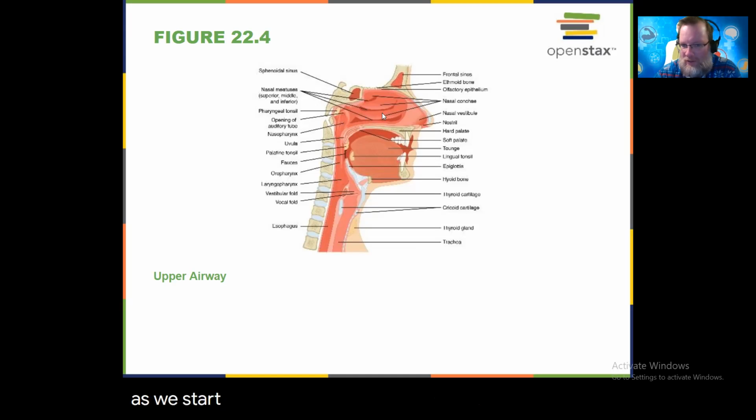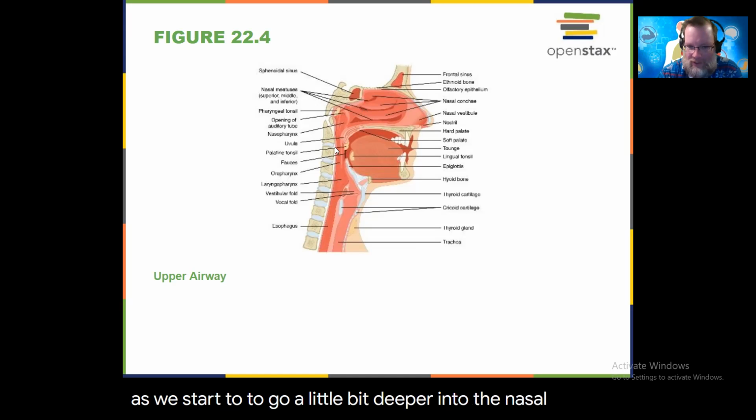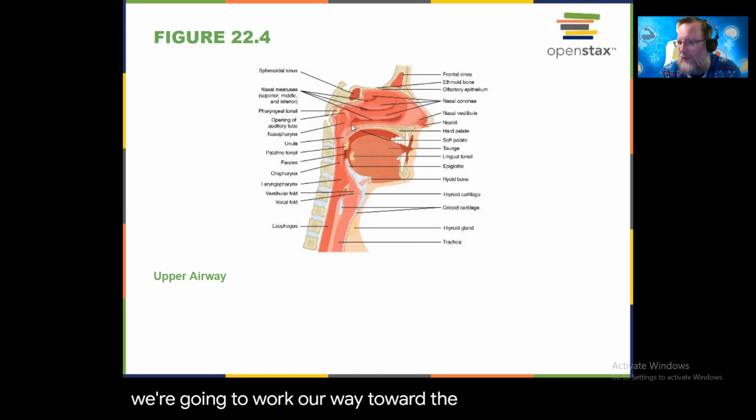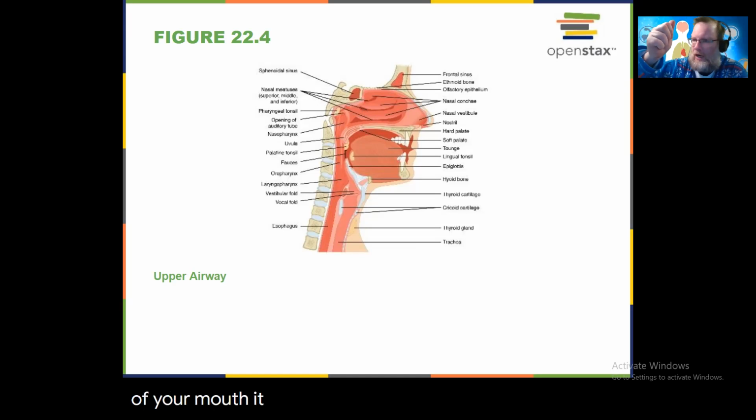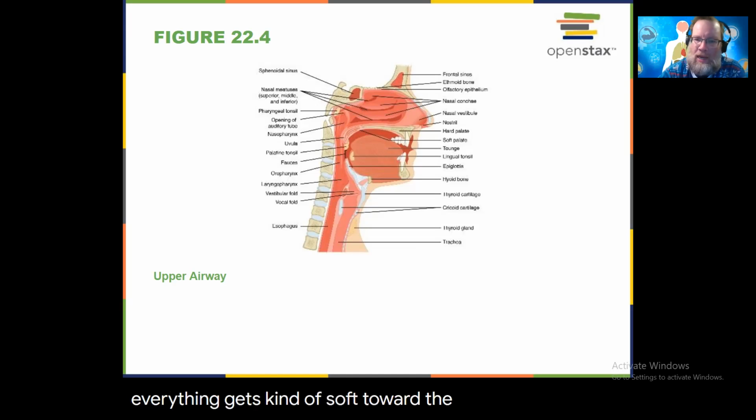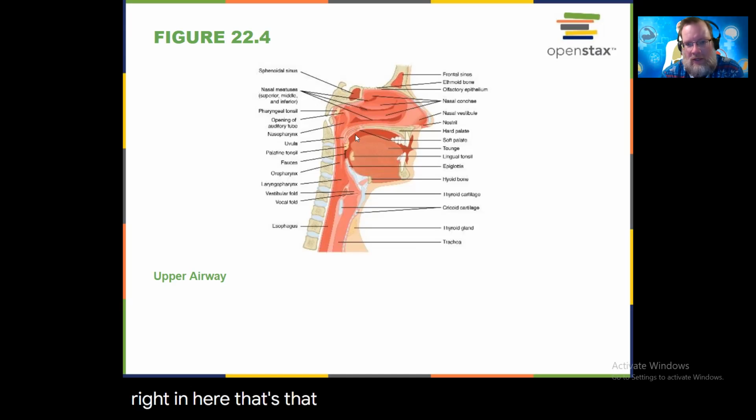Now, as we start to go a little bit deeper into the nasal cavity, we're going to work our way toward the back of the mouth. But before we get there, we're going to be just above the soft palate. So when you run your tongue across the roof of your mouth, it's very hard. That's the hard palate, primarily the maxilla. Then you start to hit the palatine bone, and then everything gets kind of soft toward the way back. That's right in here. That's that soft palate, and just superior to that, or right above it, is where we're going to have the beginnings of what we call the pharynx.